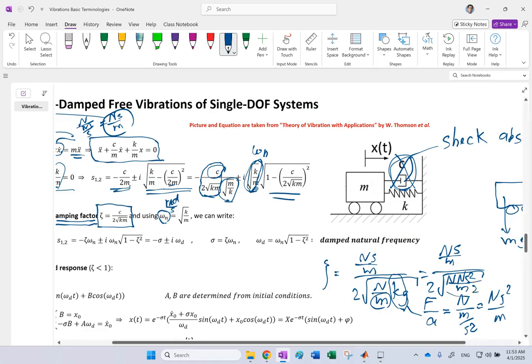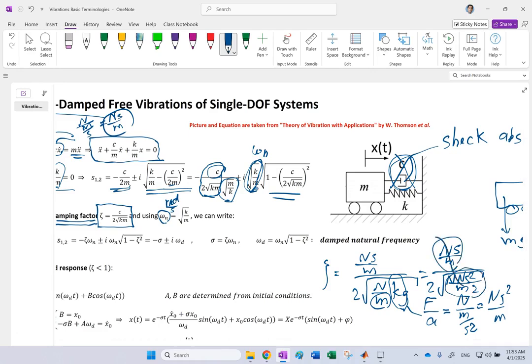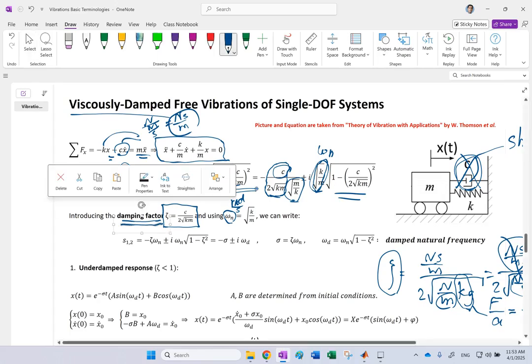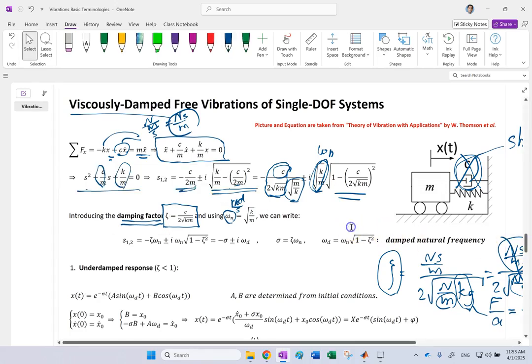And of course, if you bring this one out, that's going to be Newton second meter, that's Newton second meter. So you see this zeta has no units. Okay, so it's a unitless entity. It has no units. It's just a ratio with no units. That's why we define it the way we define it. Okay, so it is just a constant, and the value of it will determine, as we'll see, the behavior of the system.